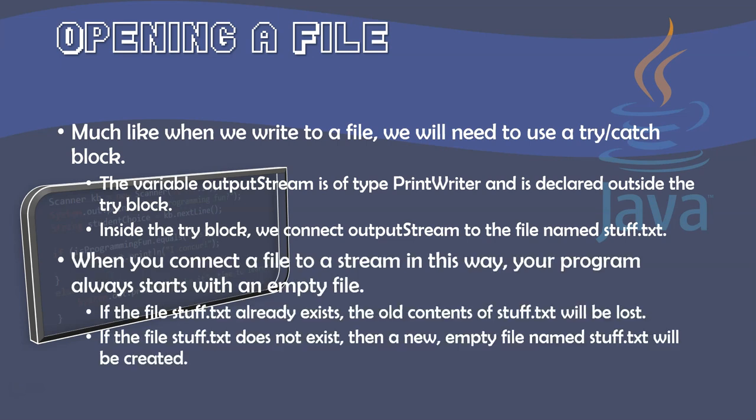Now, when we connect a file to a stream this way, the program is always going to start with an empty file. So if the file stuff.txt actually exists, anything that was in there is going to be lost. It's going to delete it, purge it, gone forever. If stuff.txt does not exist, then it's going to create a new empty file and then be able to write data to it from there.